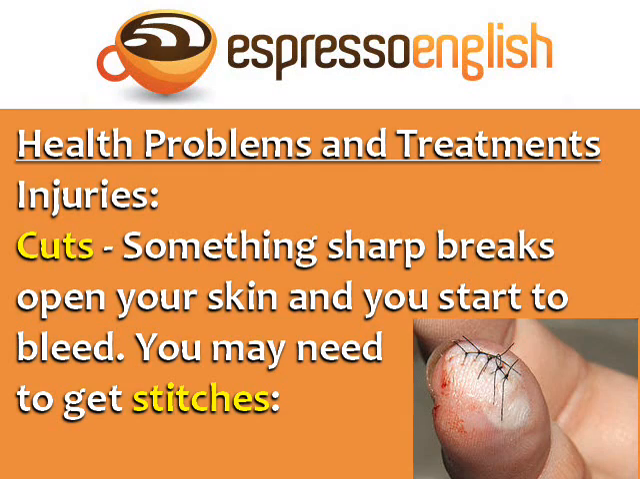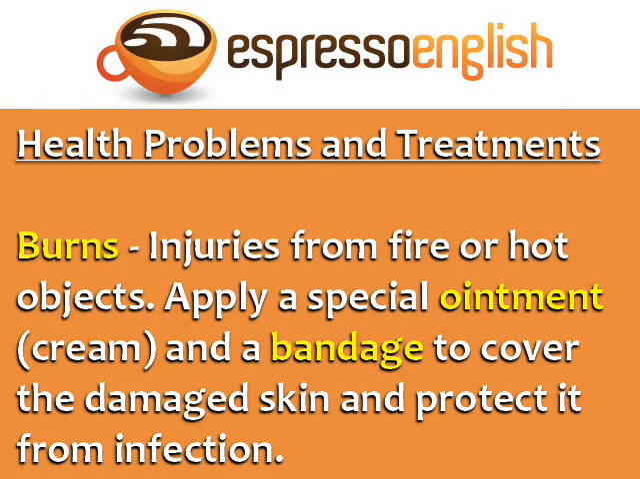Now let's talk about injuries, when you hurt yourself in an accident. Common types of injuries include cuts, when something sharp breaks open your skin and you start to bleed. If the cut is serious, you may need to get stitches. Burns, injuries from fire or hot objects. The treatment involves applying a special ointment, cream, and a bandage to cover the damaged skin and protect it from infection.